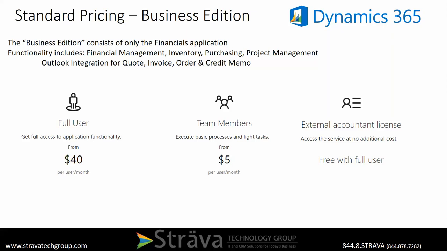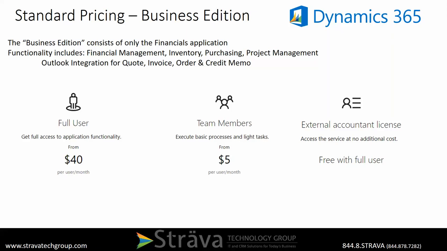The functionality within financials includes financial management, inventory, purchasing, project management, and also includes some really nice Outlook integration. So right from within an Outlook email, you'll have a drop down that you can interact with quoting, invoicing, orders, and also credit memos as well. So again, the pricing for the business edition is $40. It only includes the financials application, which again is components of Microsoft Navision.